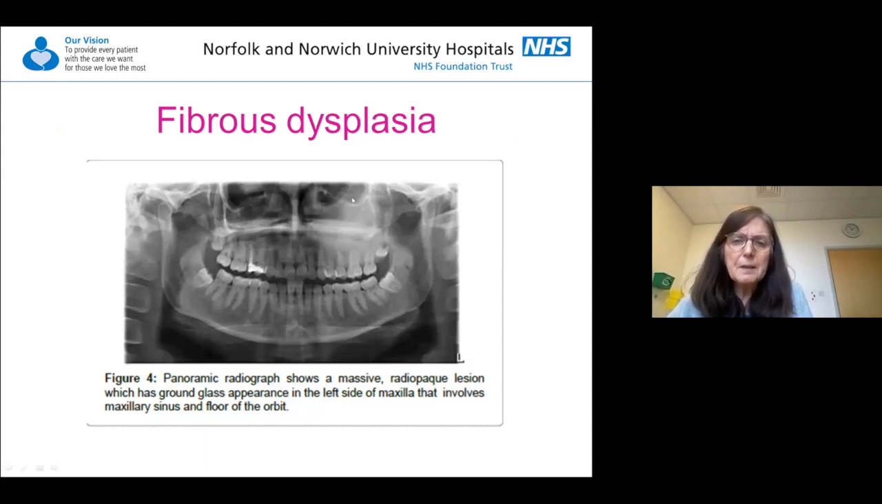This OPG shows this haziness of the left maxillary antrum, and the pathology within probably goes right up to the orbital floor. And this is the typical sort of ground glass appearance of fibrous dysplasia. This would be associated with a chronic facial swelling and facial asymmetry. It can encroach on the optic nerve and can threaten vision, so it is something that you need to be aware of.